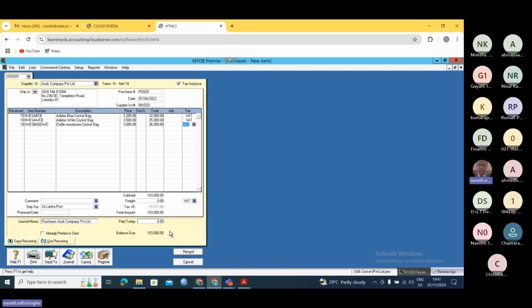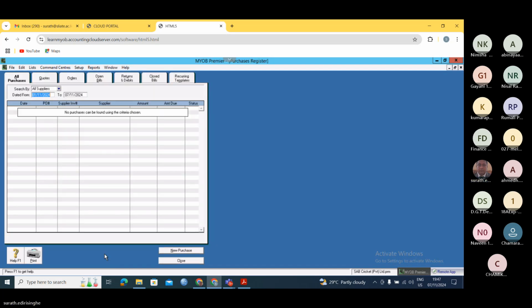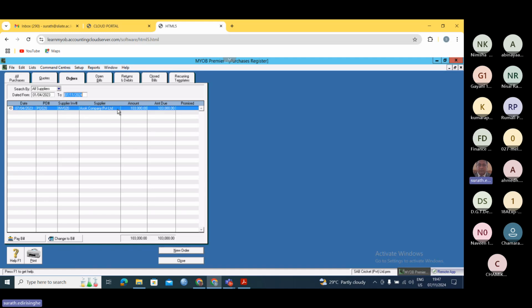The total amount is 103,000 with the VAT component. Right. Then record, go to the register, order, shortly your period customization 23 April, 103,000 order.